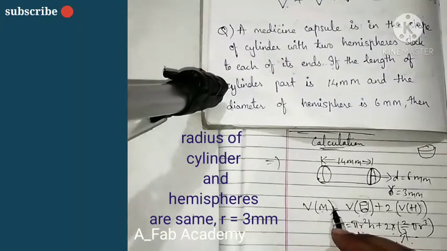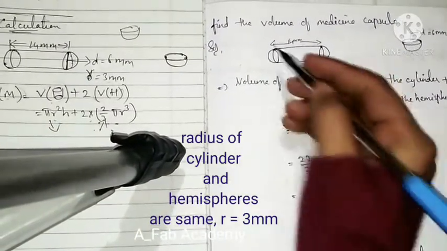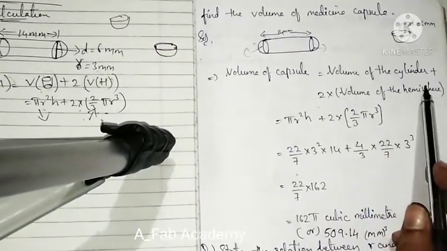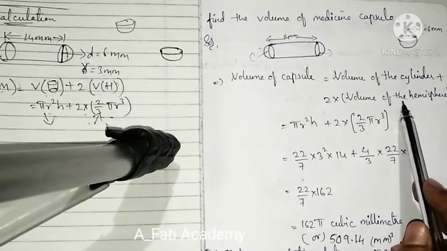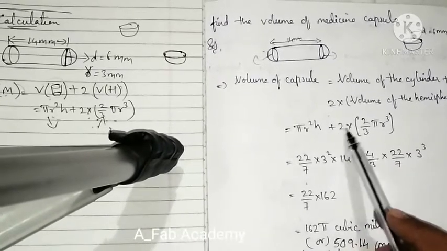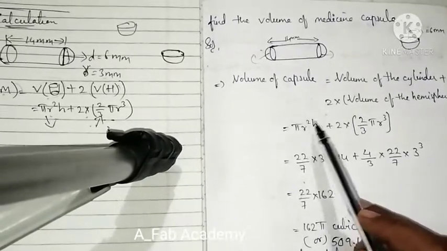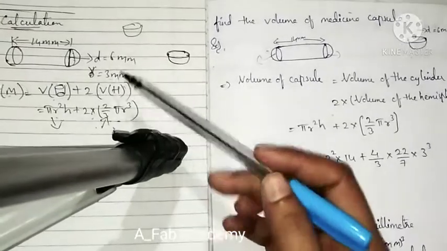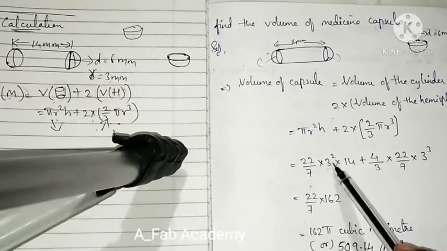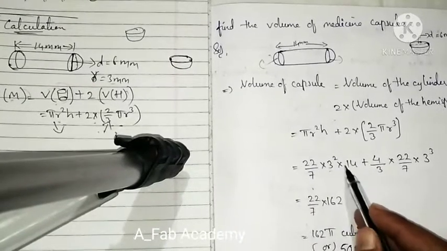Volume of medicine capsule: here you can see the medicine and these are two hemispheres, and volume of capsule equals volume of cylinder plus 2 into volume of hemisphere. First, in the place of volume of cylinder, you will write the formula pi r square h, plus 2 into volume of hemisphere, 2/3 pi r cube. The radius is half of the diameter, 3 millimeter. You will get 3 square into height, and the height is given as 14 mm.